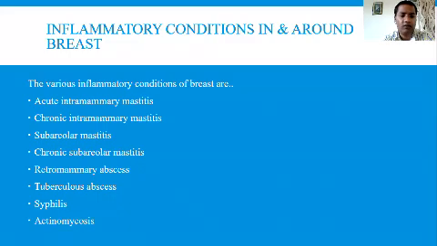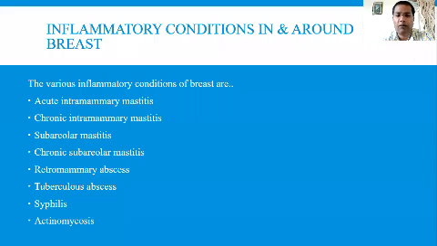Subareolar mastitis means the tissue involved is just below the areola. Around the nipple there is a blackish area, a black discoloration, that is called the areola. So when only the tissue below the areola is involved, it is called subareolar. That may be chronic or acute.